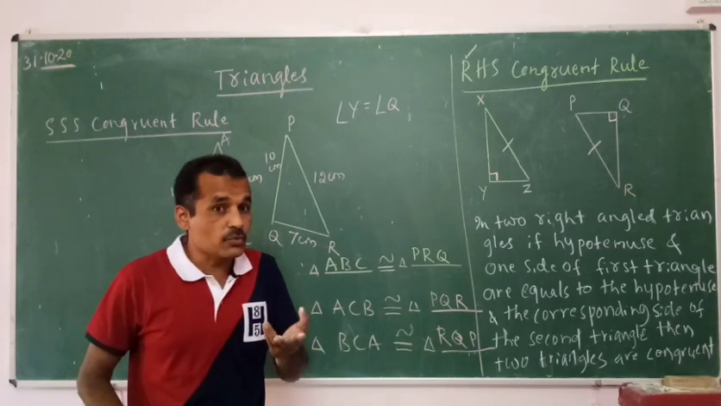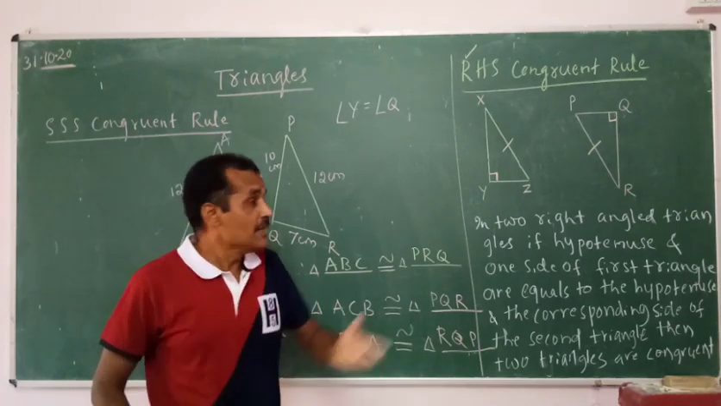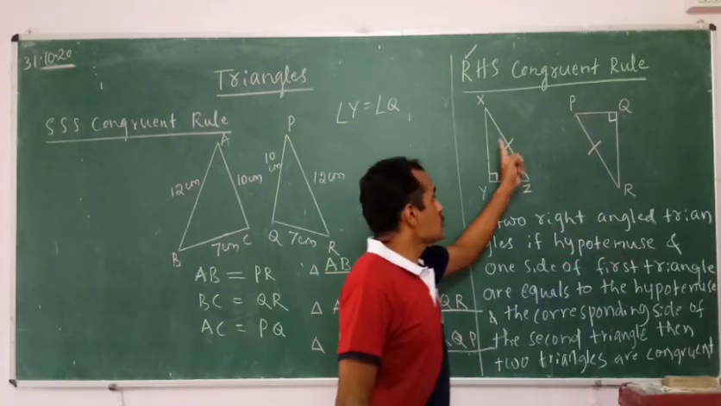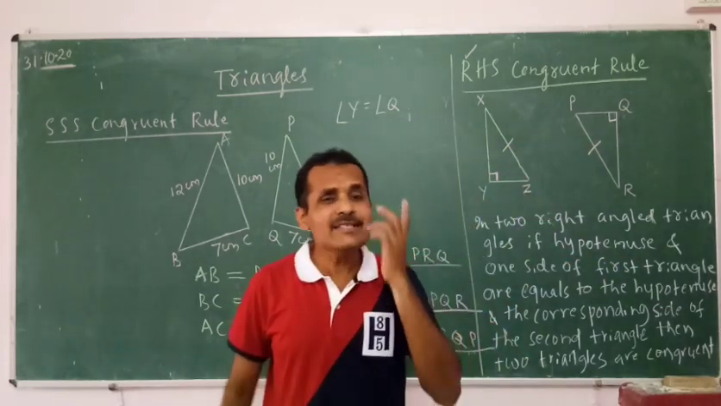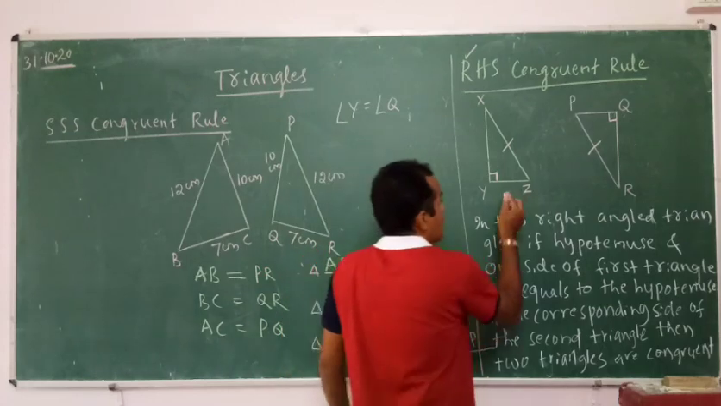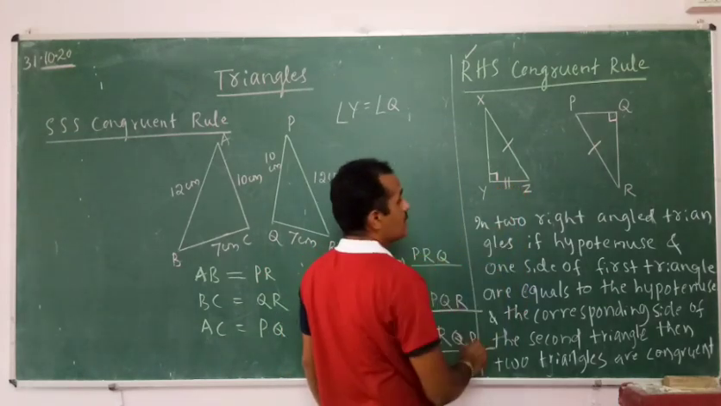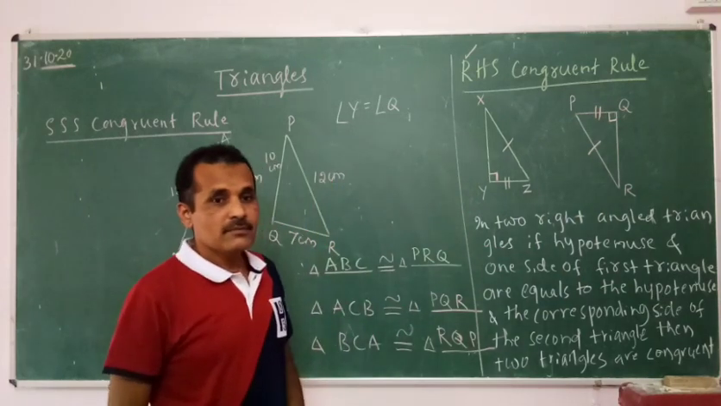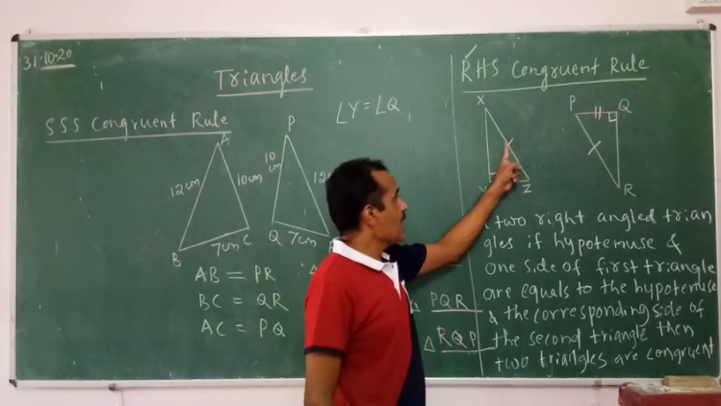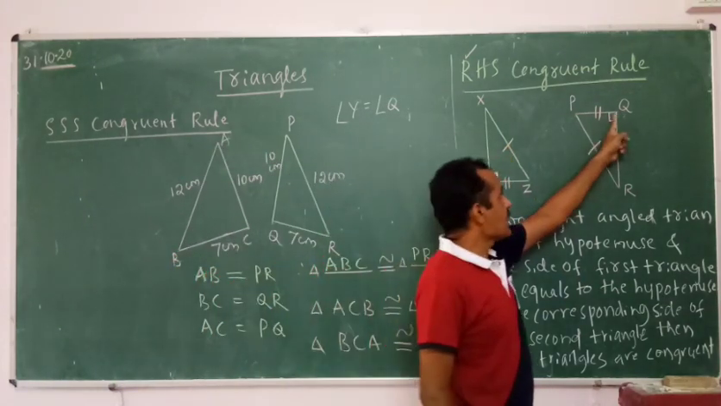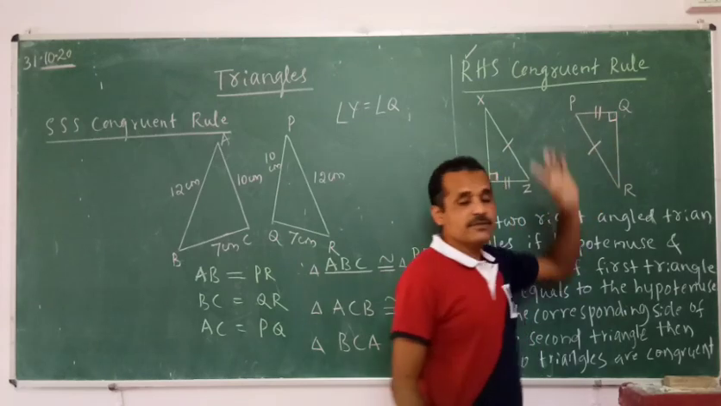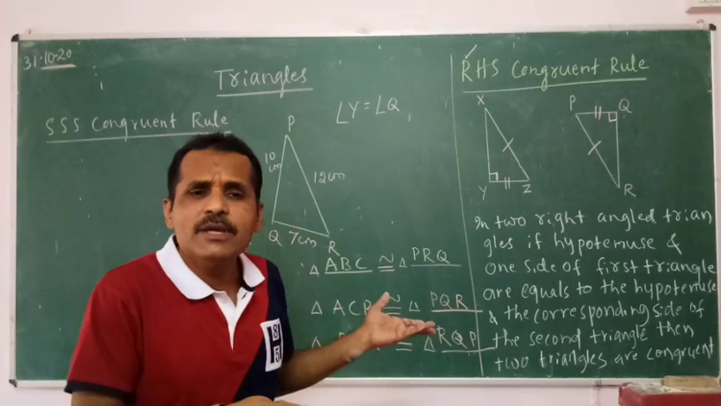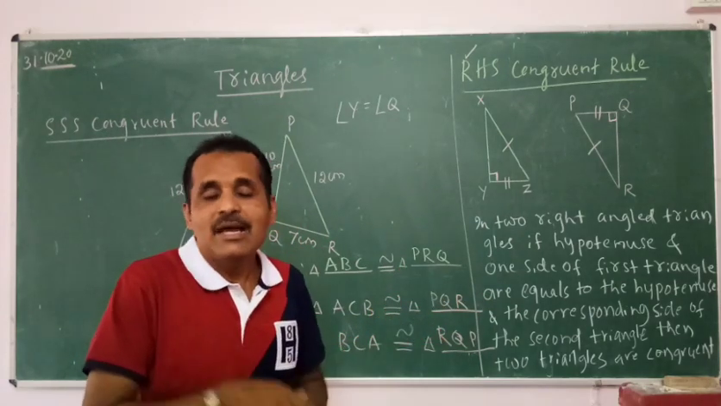See, I am giving you that in these two triangles, these two angles are 90, these two hypotenuses are equal, and one side. If I say YZ from here equals PQ from there: right angle, hypotenuse, side. Right angle, hypotenuse, side. My dear children, now you may be surprised. Sir, why must they be equal?